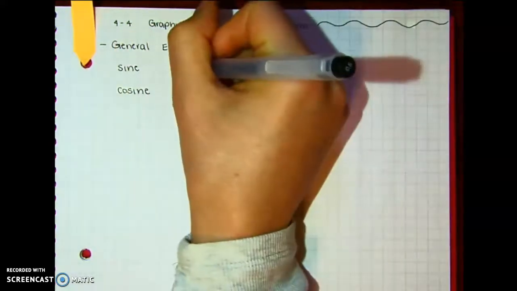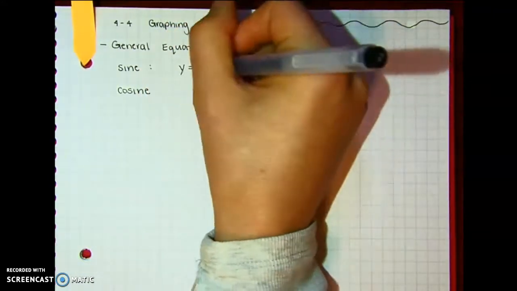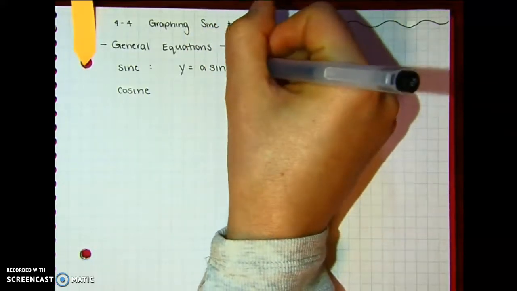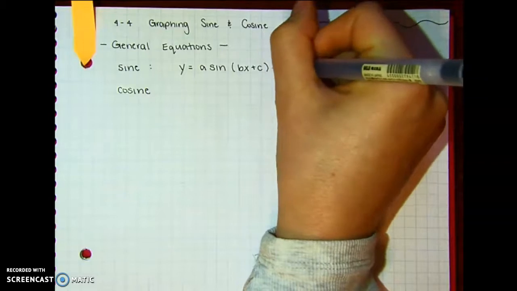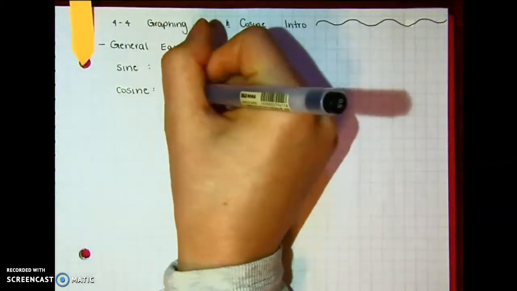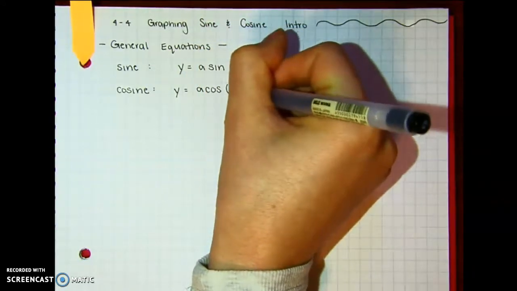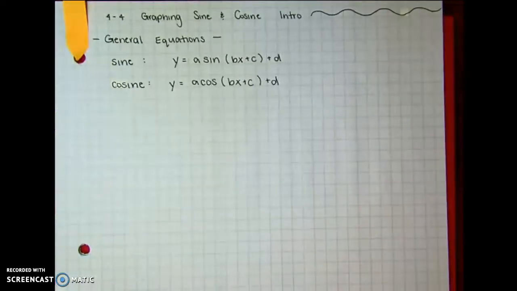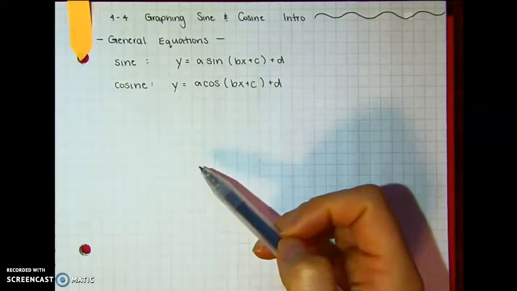Okay, so for sine, y equals A times sine parentheses Bx plus C, and then plus D. And cosine is going to be exactly the same, but instead of sine, it's cosine. Okay. So the question is, how does each letter affect the function for sine and cosine?